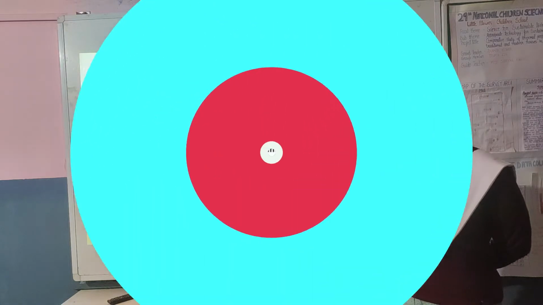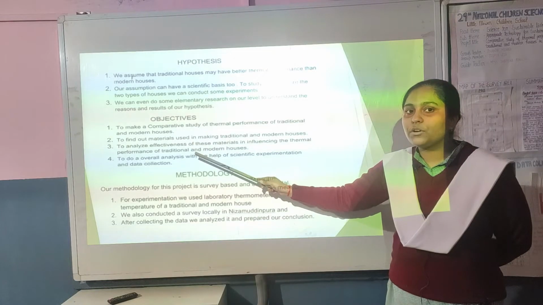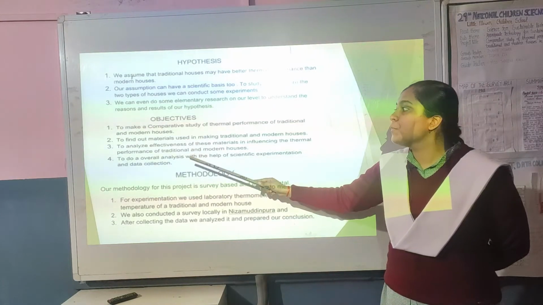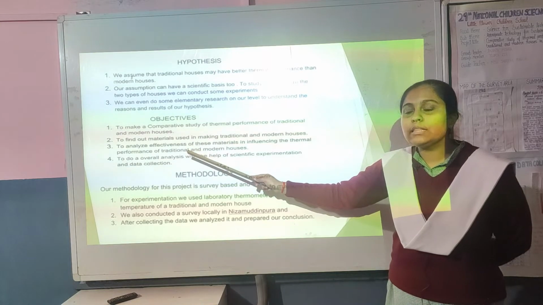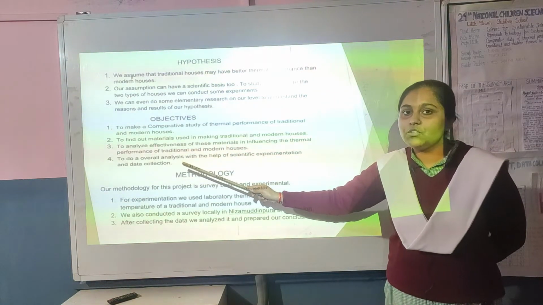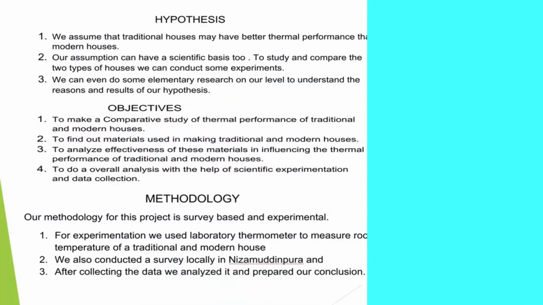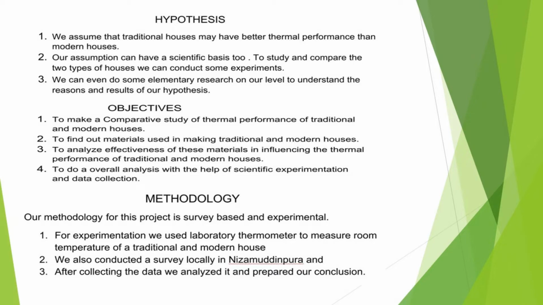The objectives of this project are: first one, to make a comparative study of thermal performance of traditional and a modern house. Second, to find out the materials used in the construction of these two types of houses. The third one is to analyze effectiveness of these materials in influencing the thermal performance of traditional and modern houses. Fourth one is to do an overall analysis with the help of scientific experimentation and data collection.